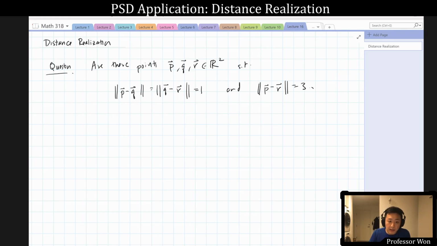Because if you have 3 points, no matter how they're oriented, then if you go from P to Q and then from Q to R, it has to take a further distance than going directly from P to R. Right? So this first thing says that the distance from P to Q is 1, the distance from Q to R is 1, but this says the distance from P to R is 3, which can never happen. Okay, and this is called the triangle inequality.